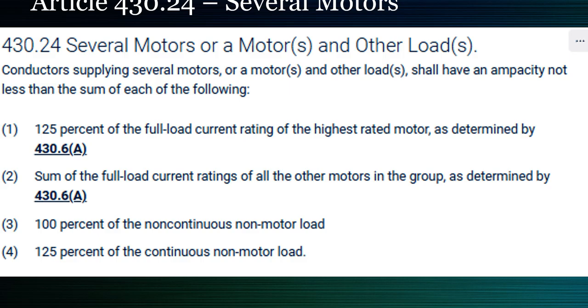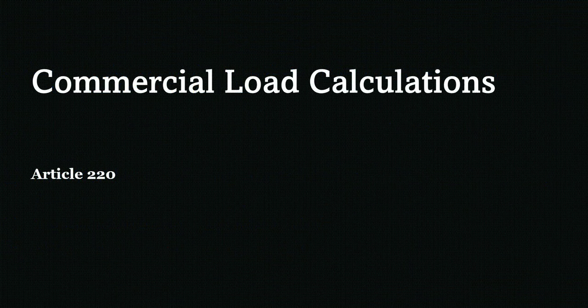Now, 430.24, conductors supplying several motors. So you have a single motor at 430.22. You also have 430.24 if you have several motors or motors and other loads. Conductors supplying these shall have an ampacity not less than the sum of the following: 125% of the FLC rating of the highest rated motor as determined in 430.6, and the sum of the full load current ratings of all the other motors in the group as determined by 430.6(A). So you would take the highest rated motor and multiply it by 125%, and then add the FLC of the other motors together. That would give you your calculation.